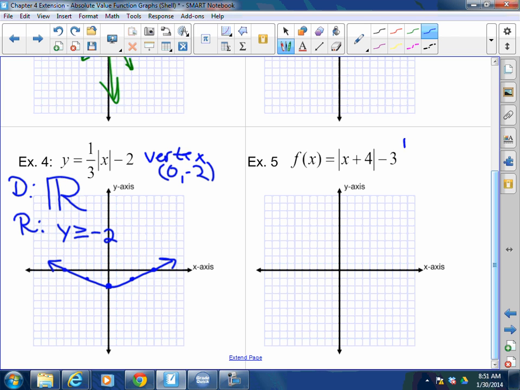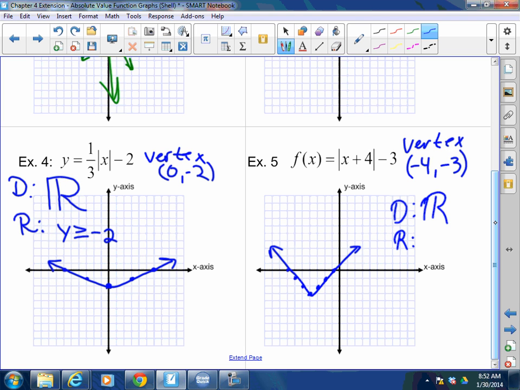All right. Number 5, what's my vertex? Negative 4, comma, negative 3. Excellent. Negative 1, 2, 3, 4. Negative 1, 2, 3. What is my slope? 1. So up 1 over 1 to the right, up 1 over 1 to the right, up 1 over 1 to the right, up 1 over 1 to the left, up 1 over 1 to the left, up 1 over 1 to the left. That's my graph. What is my domain? All real numbers. And what is my range? Y is greater than or equal to negative 3.